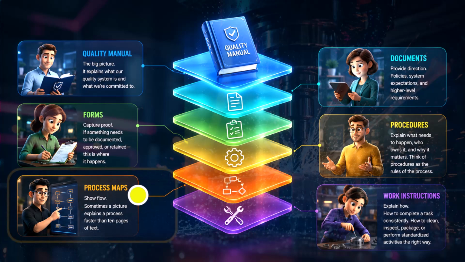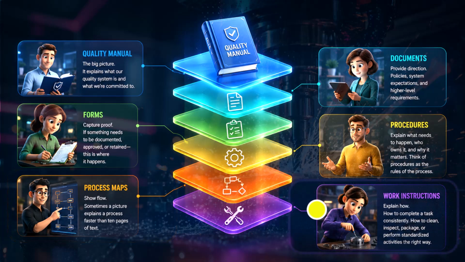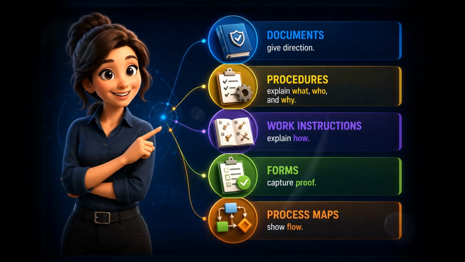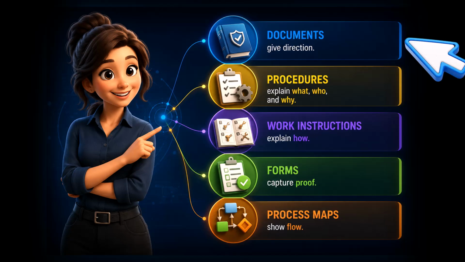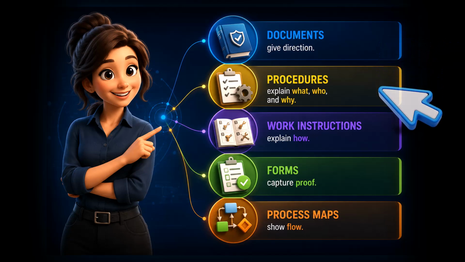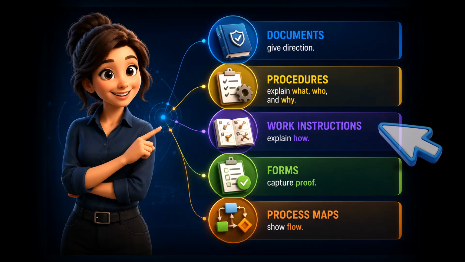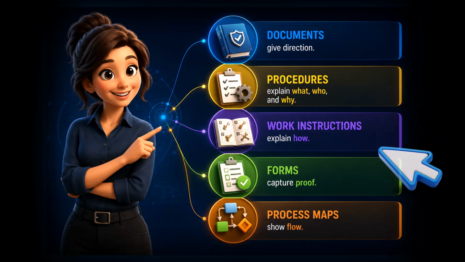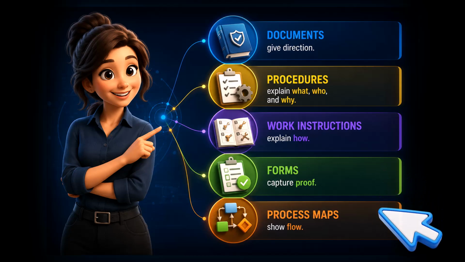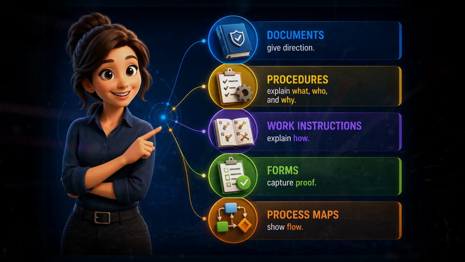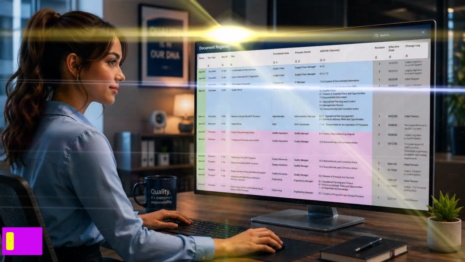Process maps show flow. Sometimes a picture explains a process faster than 10 pages of text. And work instructions? They explain how to complete a task consistently, how to clean, inspect, package, or perform standardized activities the right way. So here's the simple version to remember. Documents give direction. Procedures explain what, who, and why. Work instructions explain how. Forms capture proof, and process maps show flow. Simple.